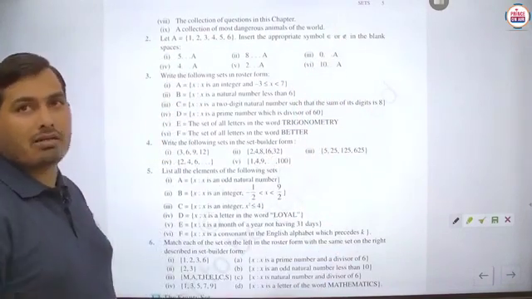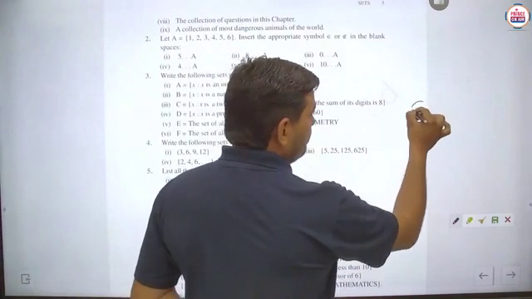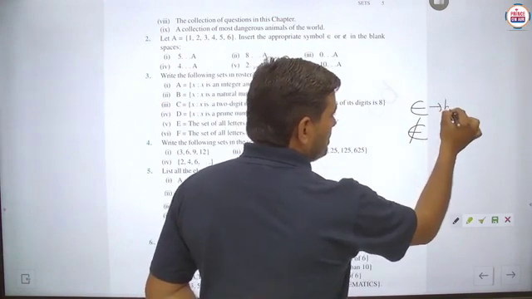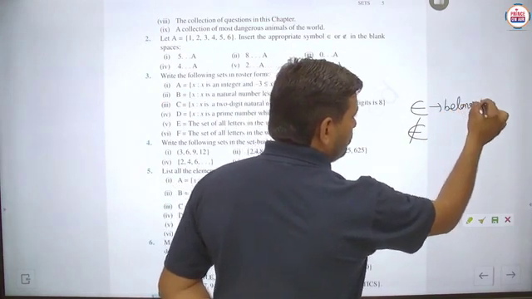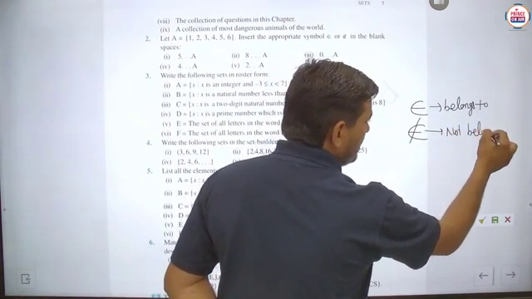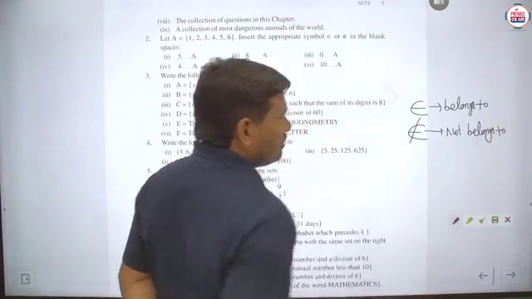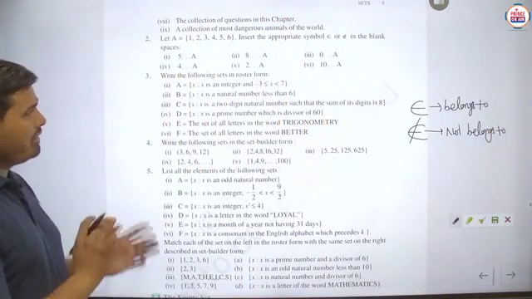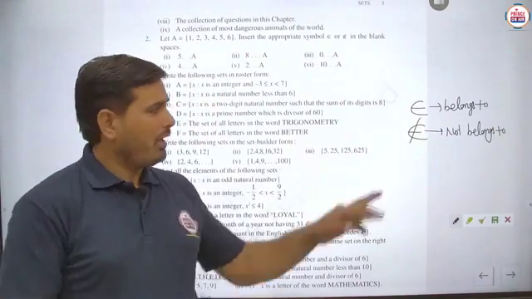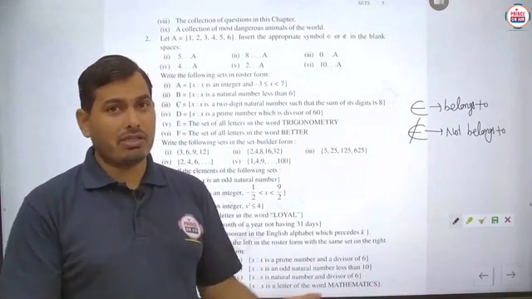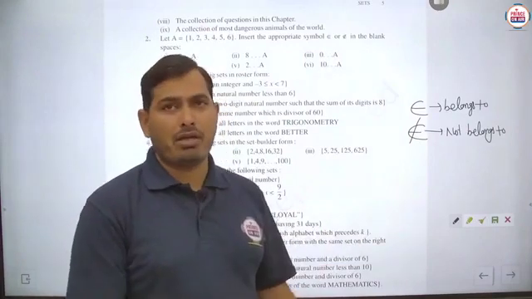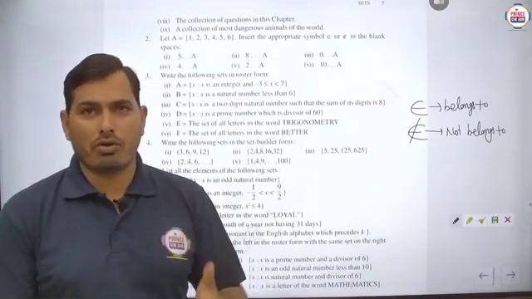Students, in the last class we discussed these two symbols. This is belongs to and this is not belongs to. Is it clear? If an element is present in the given set, then it is said to be belongs to. If an element is not present in that set, then we say it is not belongs to. Is it clear?